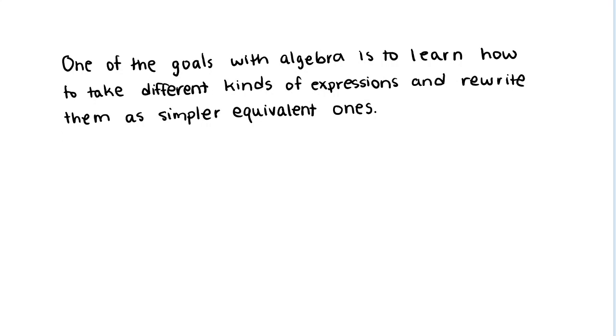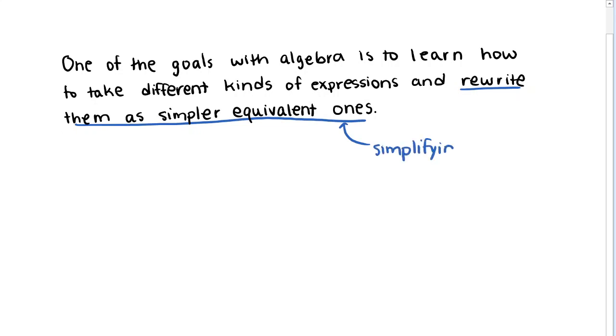And so this process of rewriting an expression as a simpler but equivalent expression is typically called simplification, or simplifying an expression. So one of the big goals with algebra is to learn how to take different kinds of expressions and find ways to rewrite them as simpler equivalent ones. And one of the common ways that we can rewrite or simplify expressions is by combining like terms.